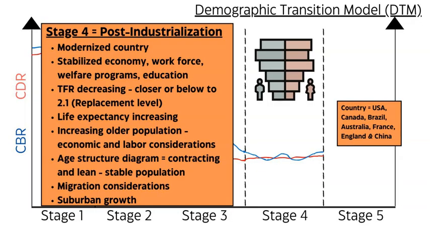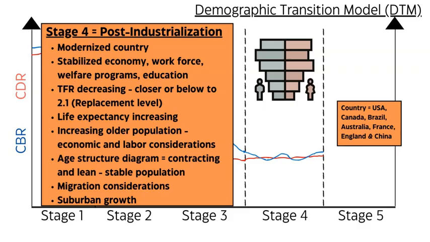This is now stage 4, so we're into the post-industrialization of a country. Now, in 1929, when Thomson devised this model, there were 4 stages because of the presumed consequence of what industrialization would do to a country if they are in this stage for a given amount of time. So the country will be modernized. The country will have a stable and well-working economy. The workforce, the welfare programs are funded, and education is developed or increasing.